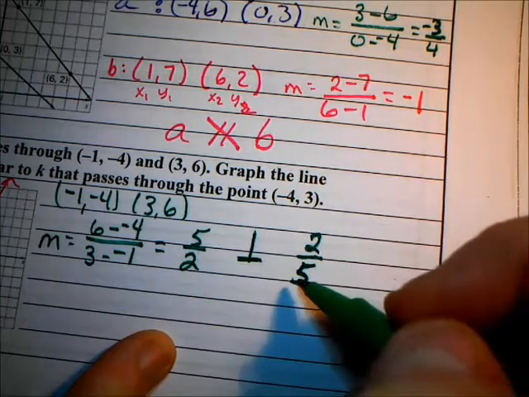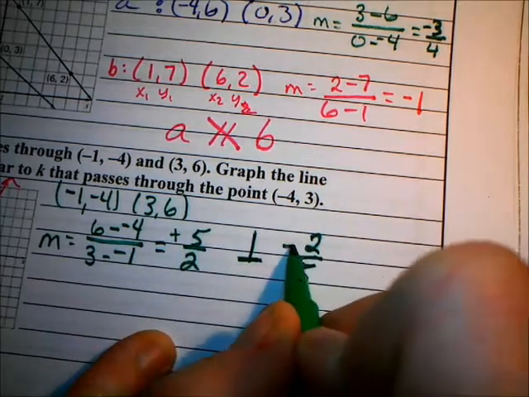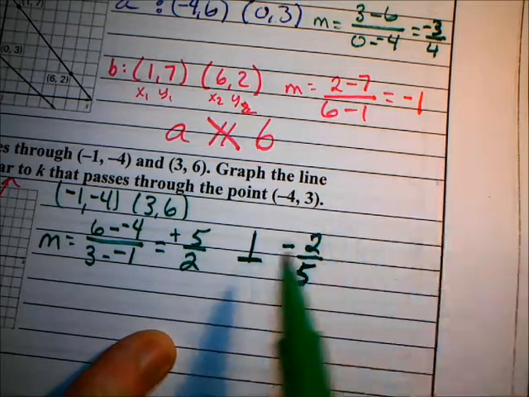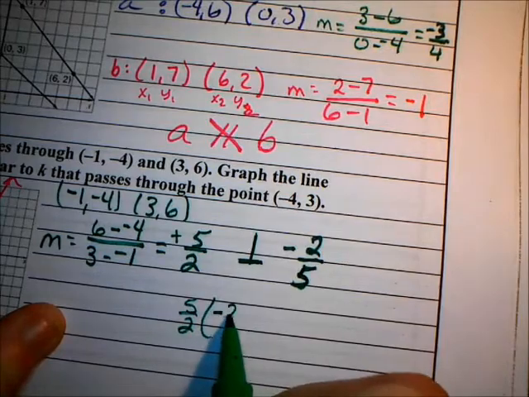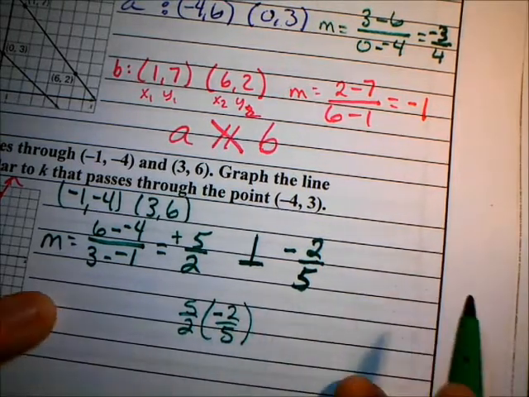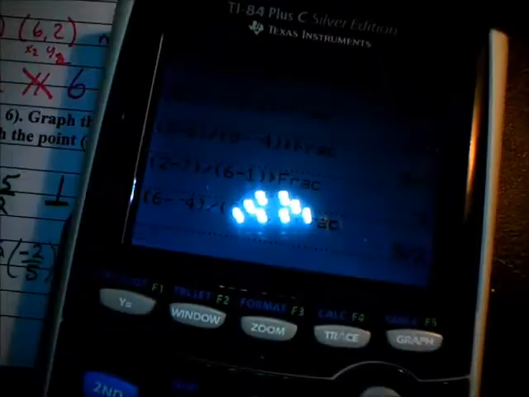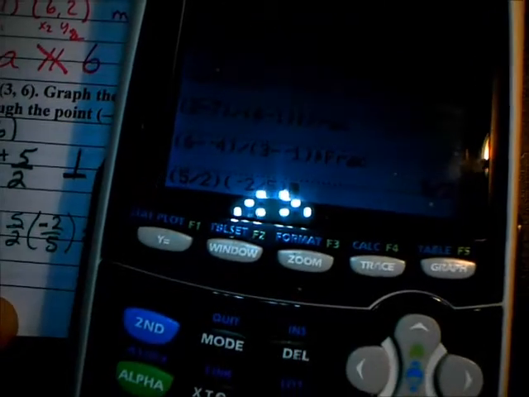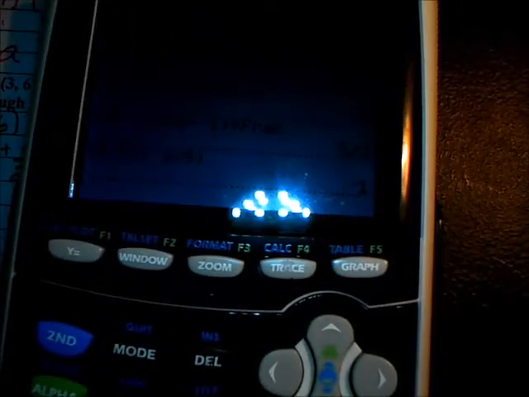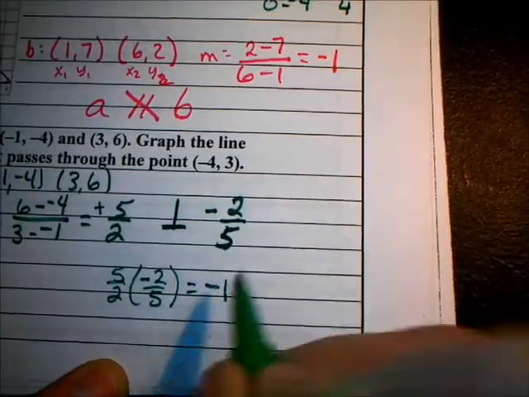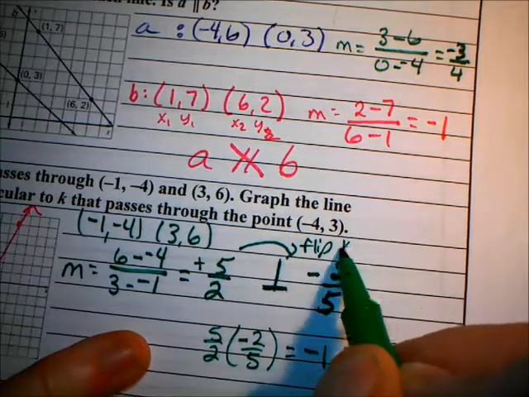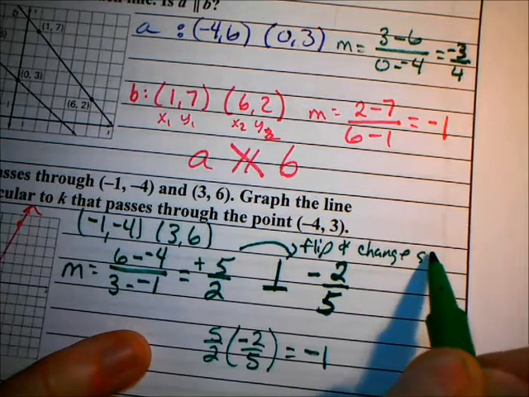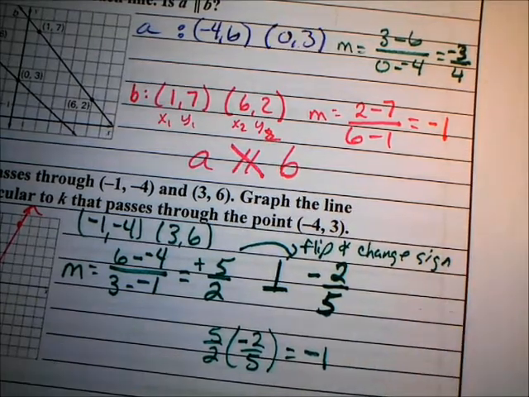And then it says the multiplicative. This one is positive, so the second one has to become negative. If I actually multiply these two things together and follow the property, 5 halves times negative 2 fifths, you can see it in your calculator: 5 divided by 2, parentheses, negative 2 divided by 5. If I type it in and enter, I come out with an answer of negative 1. So the clue here is to flip it and change the sign. That will give you perpendicular lines.